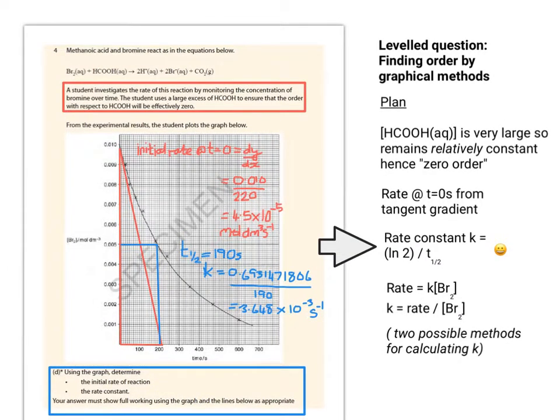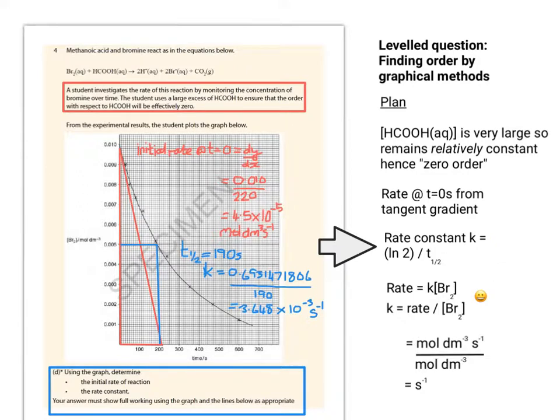So taking the half-life at 190 seconds, there's probably again a bit of flexibility either way here because you're reading off a graph. Dividing the natural log of 2 by 190, that gives you 3.648 times 10 to the minus 3 second to the minus 1. So just a quick clarification at the bottom right-hand corner of the screen on where the unit came from. Obviously, you would cancel out moles per decimeter cubed on the top and bottom of the expression.